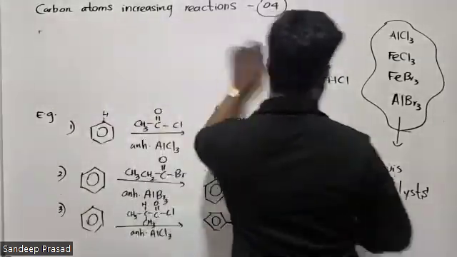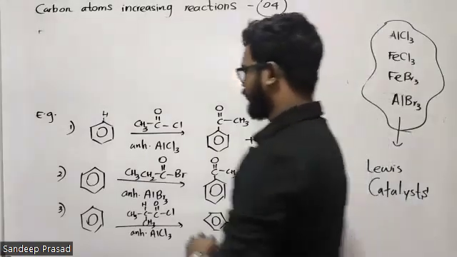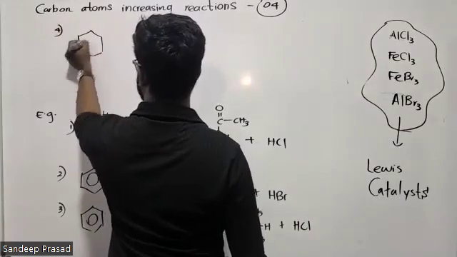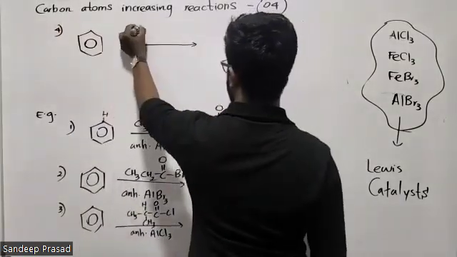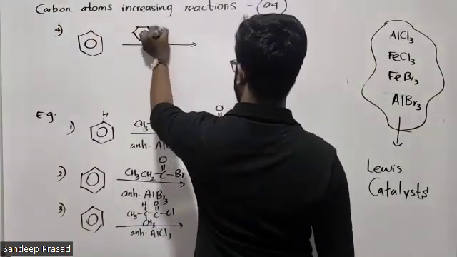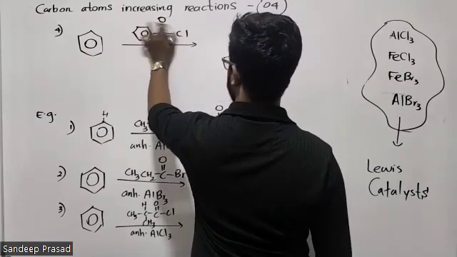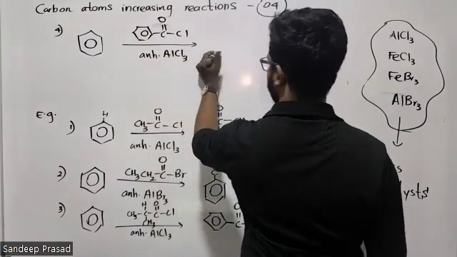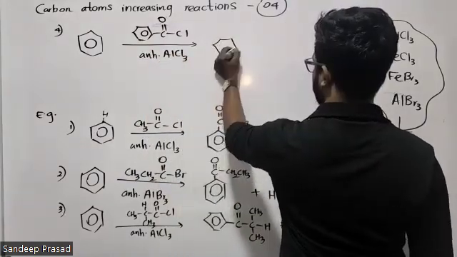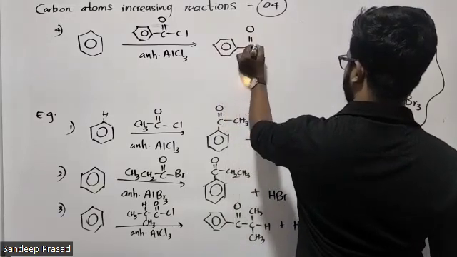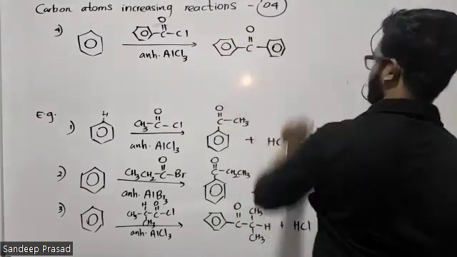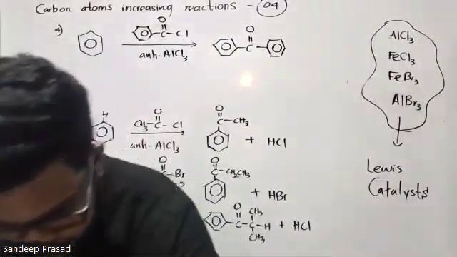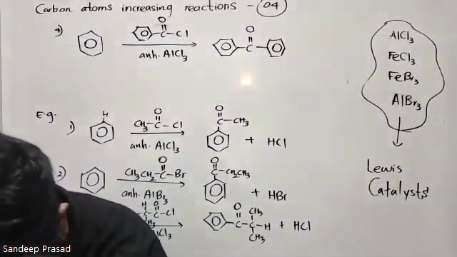Next example, number 4. So the fourth one should be benzene. What about benzoyl chloride? So that is also an acid halide. Benzoyl chloride and then anhydrous aluminum trichloride. Now then we have this kind of two benzene rings in this way. Quickly write down. Very easy.